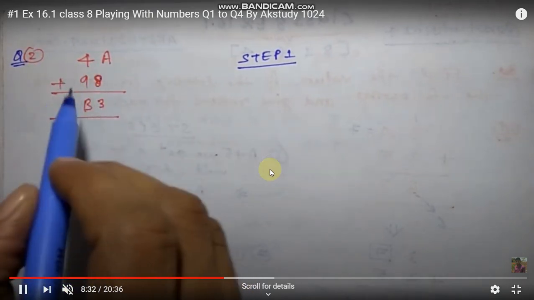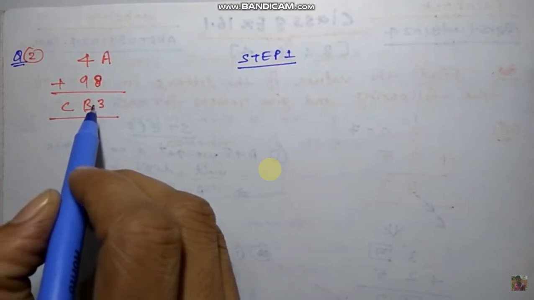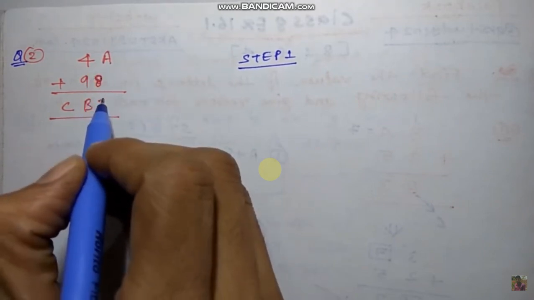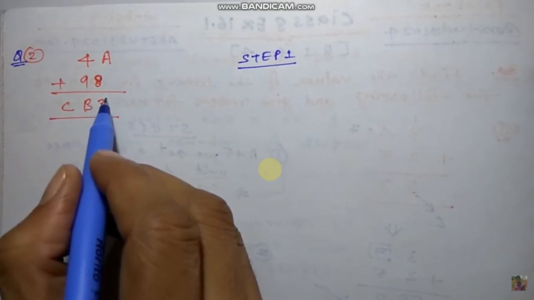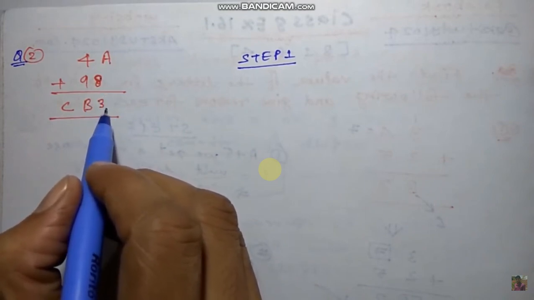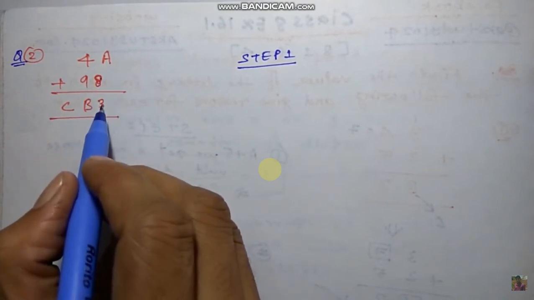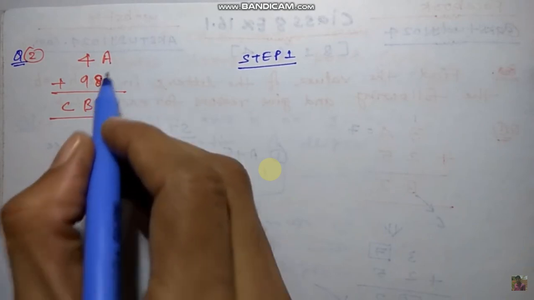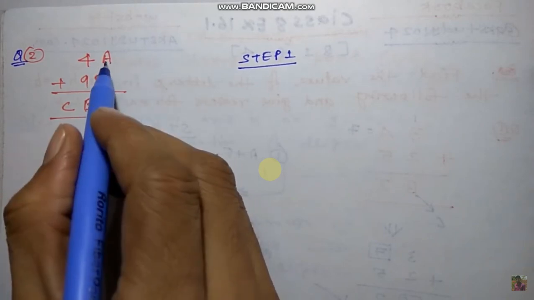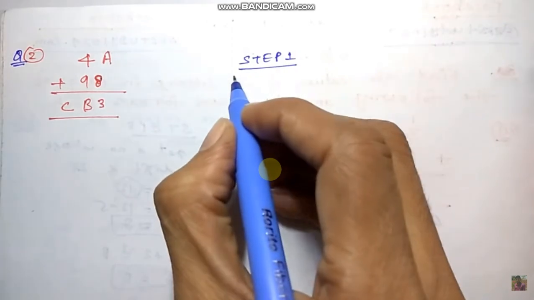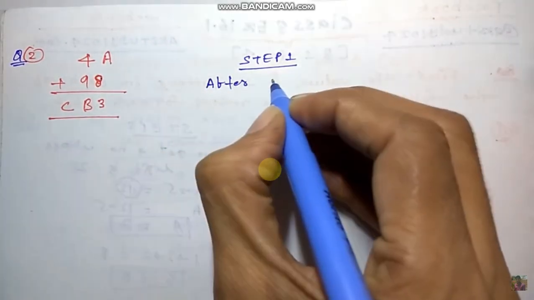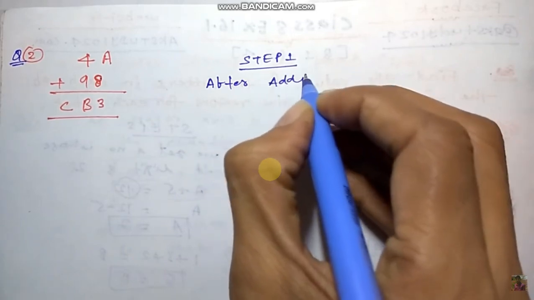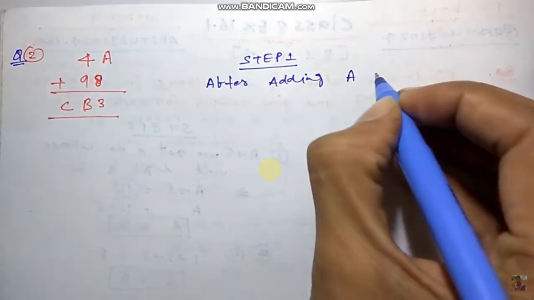For example, 4A plus 98 is equal to CB3. Again I repeat, 4A plus 98 is equal to CB3. Let's find out A, B, C. Here are the steps to follow to find the numerals A, B, C.